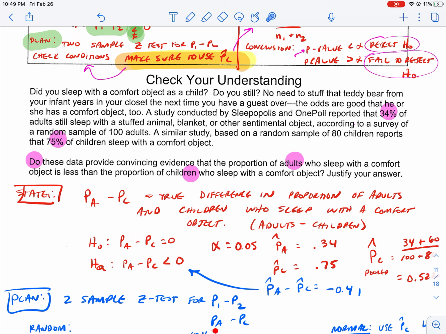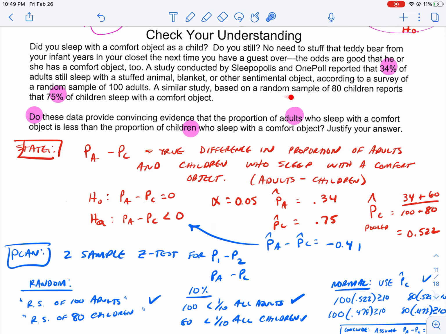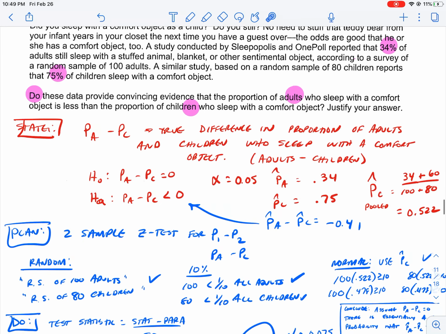Checking my conditions, here are the 3 things. Is it random? Both samples had to be random. When I look up here, it says a similar study, a random sample of 80 children, and it was a survey of a random sample of 100 adults. So I literally put in quotes, random sample of adults, random sample of children. Check and check.